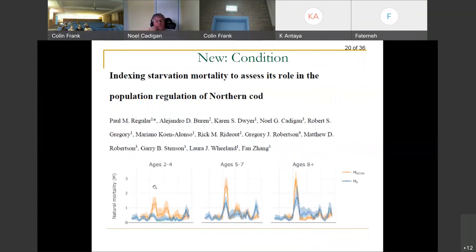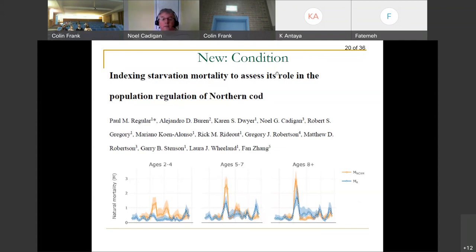What was interesting to me is that we never used to pay much attention to the condition information in stock assessment. I mean, you look at it, but Paul Regner at DFO has been leading this way of indexing a component of M. So M is natural mortality. That includes predation mortality and other sources of mortality. And I guess the thinking is starvation mortality at various times and perhaps at various places plays a large role in the population dynamics of Northern cod.